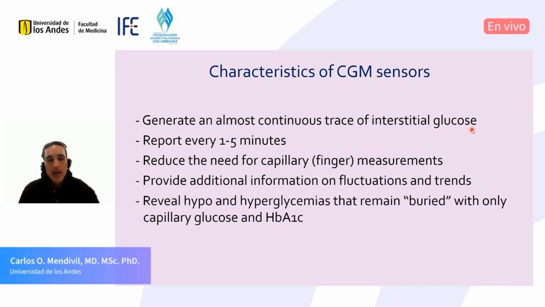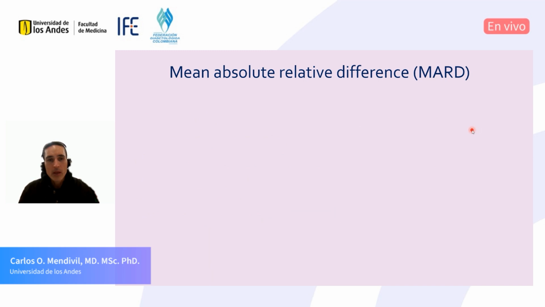And they also reveal hypo and hyperglycemias that otherwise would remain buried with only capillary glucose and A1C. Now, there is a very important measure of the reliability, precision, and accuracy of CGM devices, and that's the MARD. You always see the MARD reported next to every new model, every new technology. It's the mean absolute relative difference.